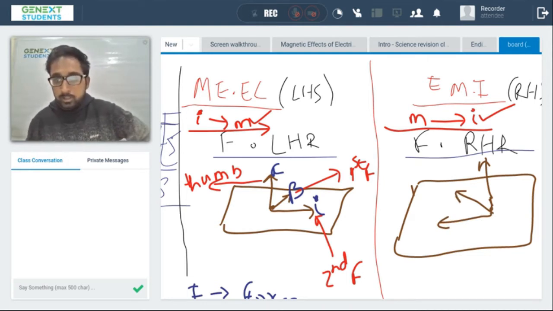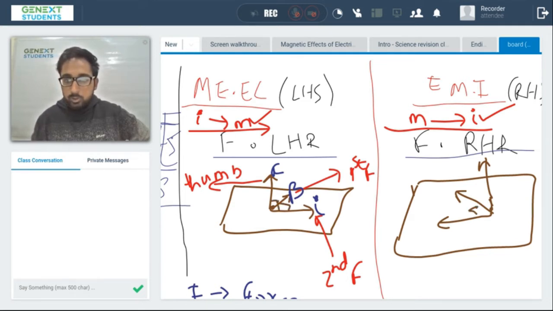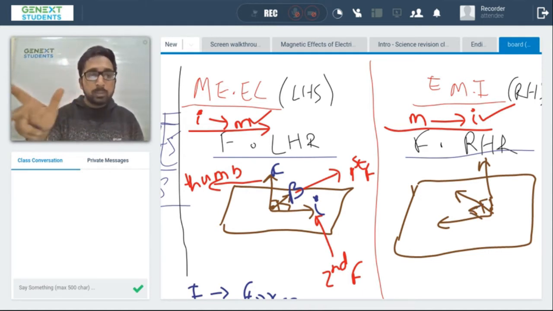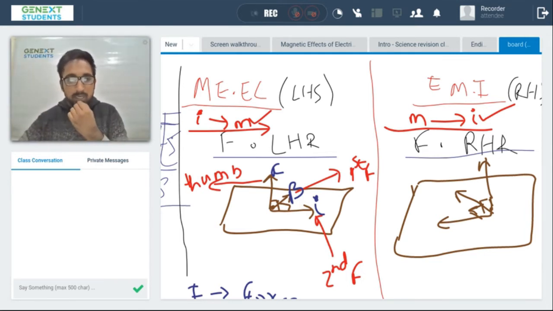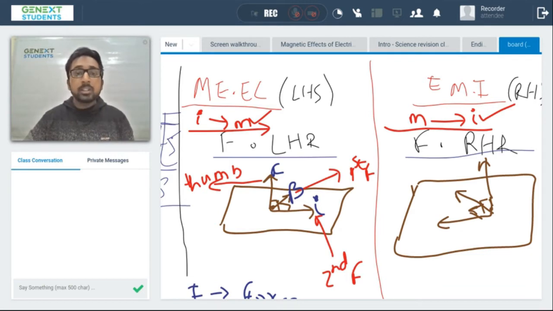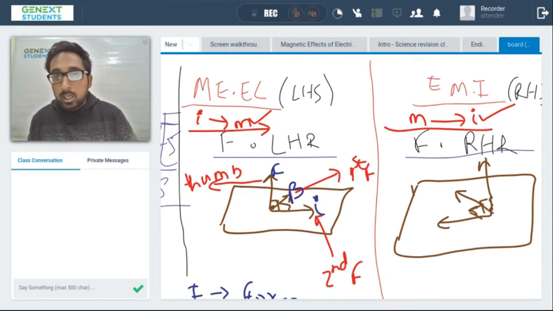Okay, so did you get it? So this is perpendicular to each other. These two are also perpendicular to each other, and this is also perpendicular. So these two fingers are perpendicular, always 90 degrees. My diagram may not be that accurate, but you need to understand it is 90 degrees. Do not get confused. I'm making it very clear right now.